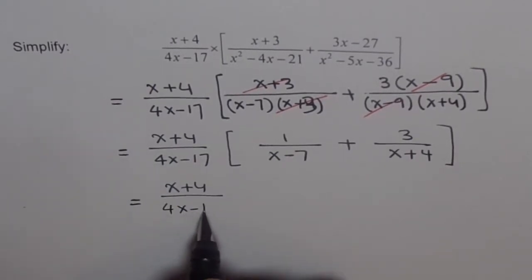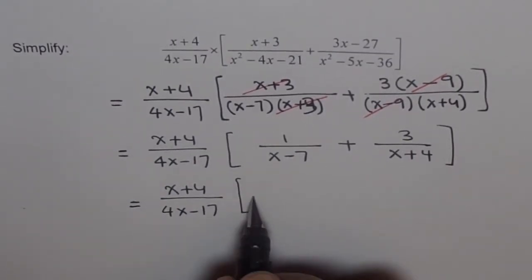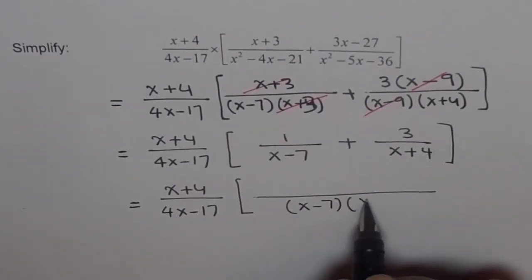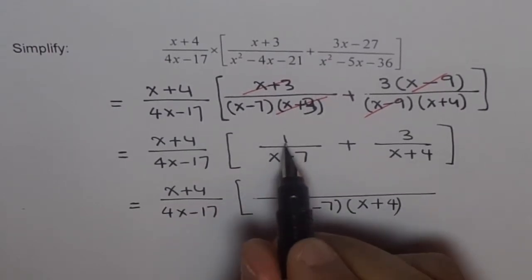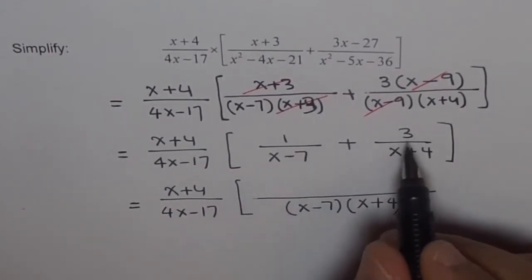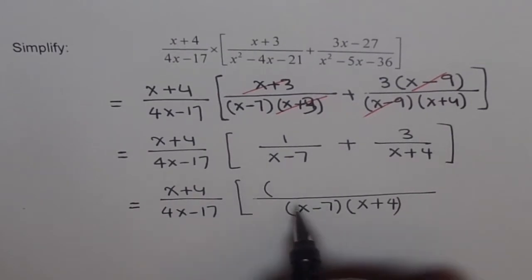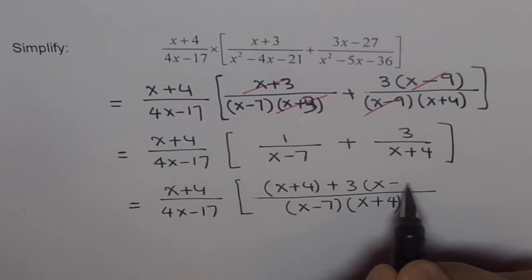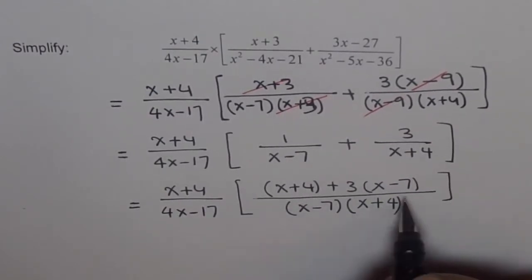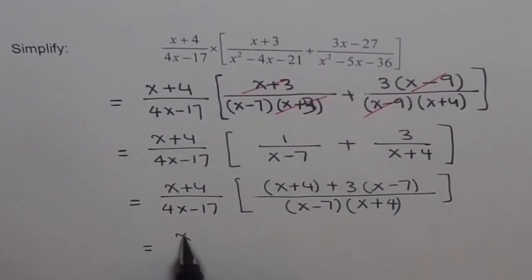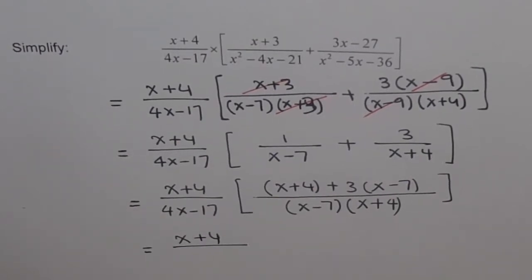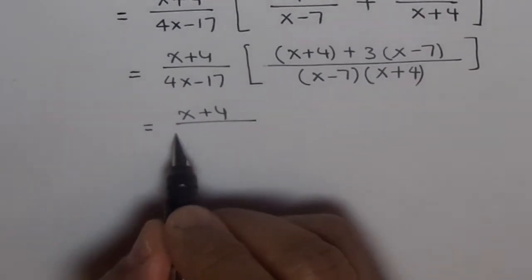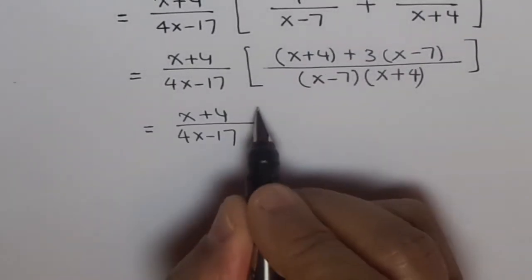So we can copy this as such. And here the common factor is x minus 7 times x plus 4. Now this needs to be multiplied by that, kind of cross multiply, right? No need to write 1 here. I'm just writing x plus 4 plus 3 times x minus 7. Now we'll open this and simplify, correct? So we have it. Now this is like x plus 4 divided by 4x minus 17.